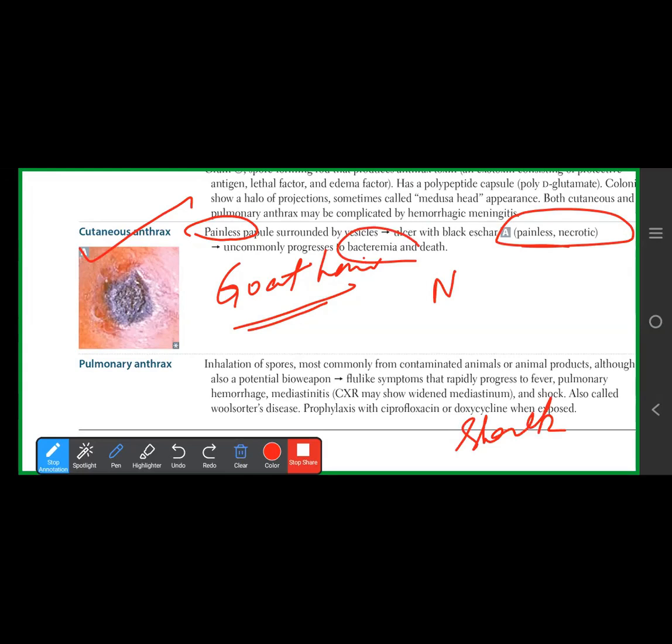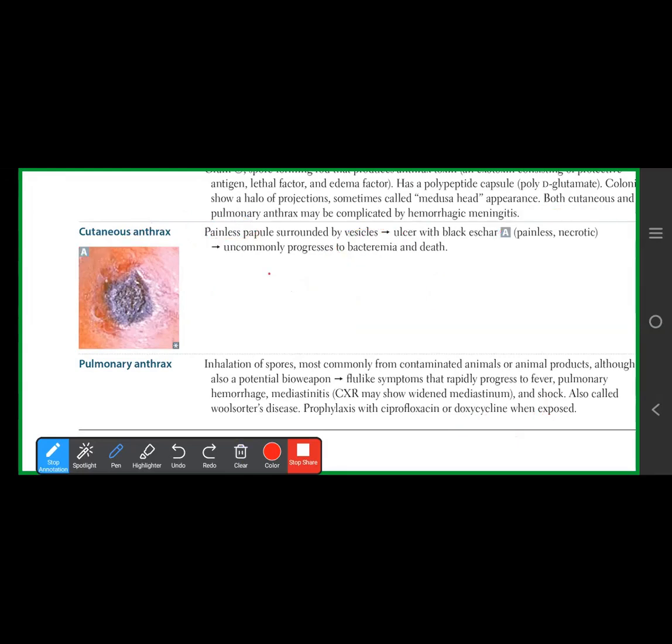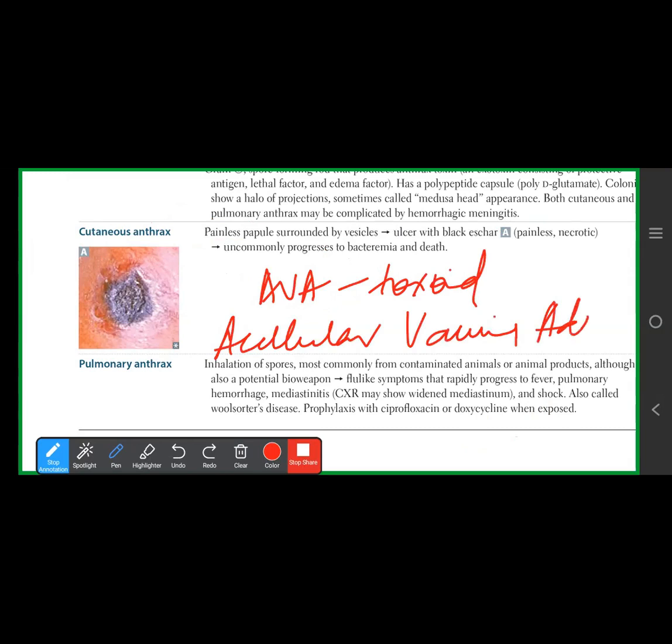Suppose they're asking you how to prevent Bacillus anthracis, you have to say the AVA toxoid vaccine. So what is the AVA toxoid vaccine that is available? It is an acellular vaccine, adsorbed. It's basically available. So now how do you treat this whole condition of Bacillus anthracis?